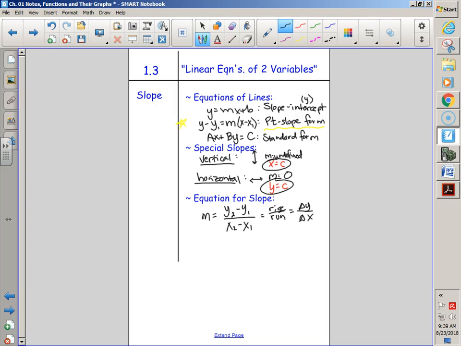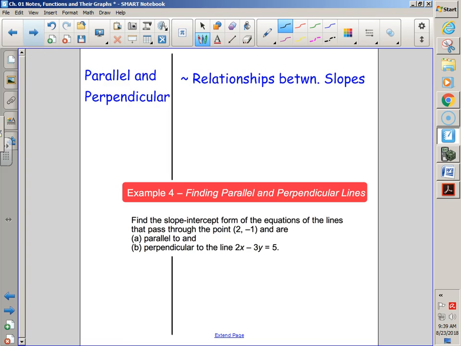Lines. What else do we have in this section? Parallel and perpendicular. So Tony, we were getting there, just not quite yet on the last page. Relationships between slopes. That's where parallel and perpendicular comes in.